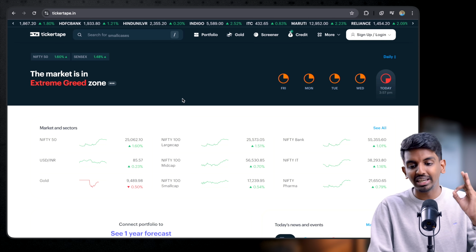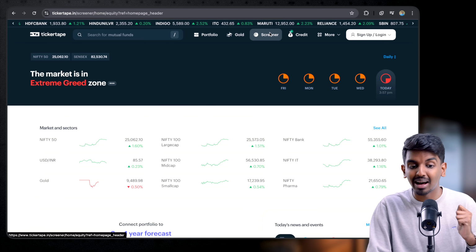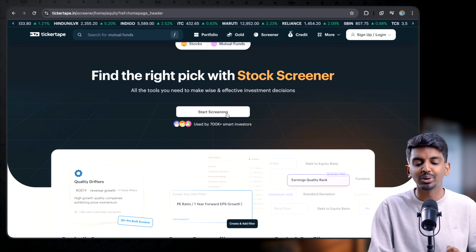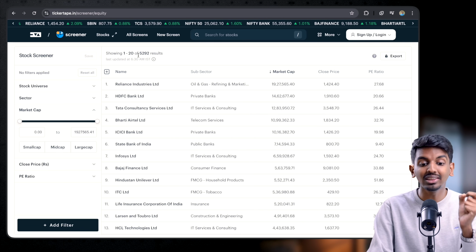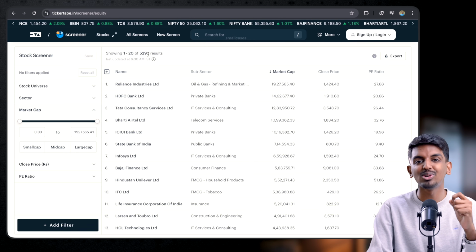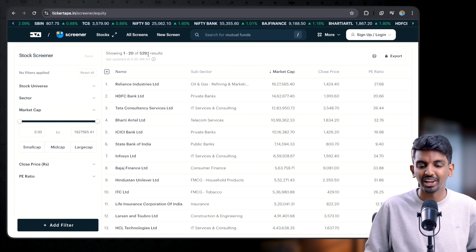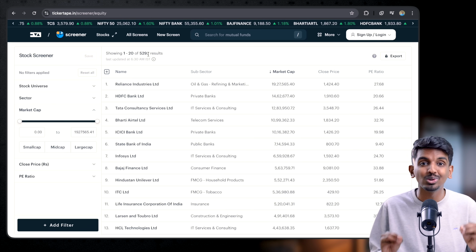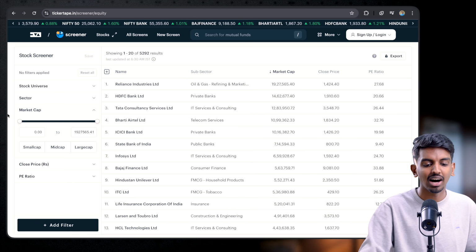So first, come and open ticker tape. It's a free tool. We have showed it before. Come to the screener tab. I'll give you the exact link in the description. Do not worry. And click on the start screening option. So what can you see here? A list of 5,292 stocks. That's how many stocks you have across the Indian stock market. But no, you can't look into every single one of them. It is almost impossible. So let's get to screening or shortlisting our number of stocks.